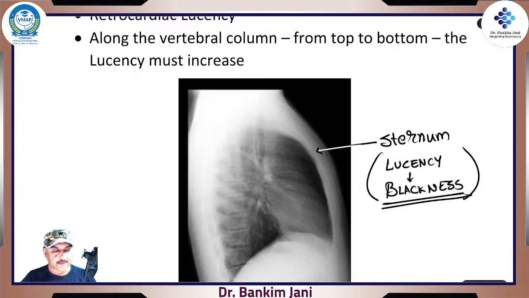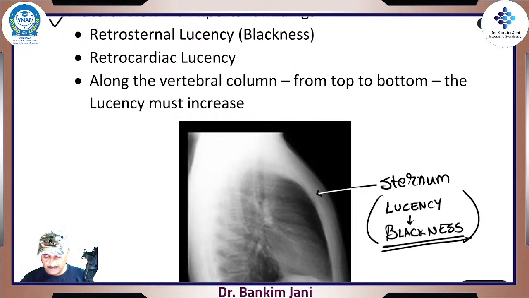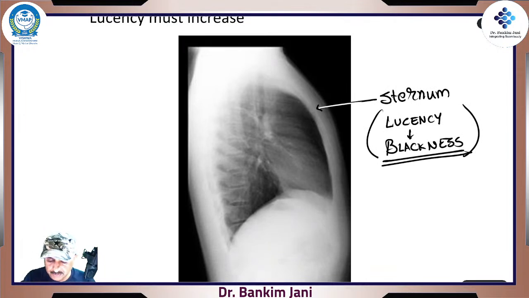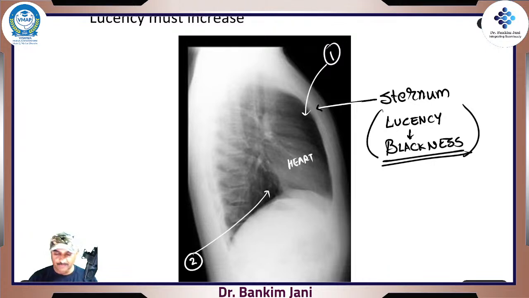It is said that retrosternal lucency must be seen, one point. This is just behind the sternum. Can you see the blackness? That's the first point. Second, retrocardiac lucency. Now it is easy. This is the heart, correct? Retrocardiac lucency. Whenever it comes to a lateral X-ray, immediately watch for these two points first, because they will give you the idea whether the exposure is proper or not.